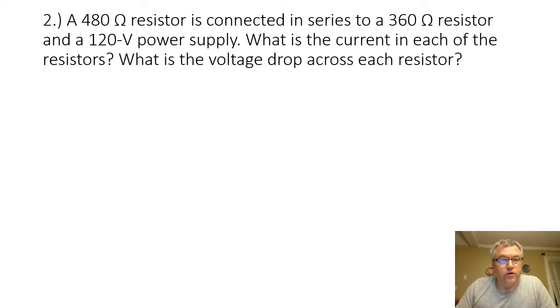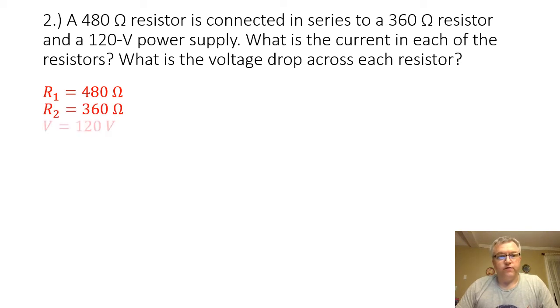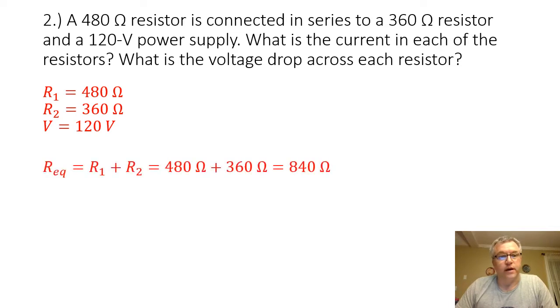So let's look at our known values for this. We have the resistance of our first resistor, 480 ohms. The resistance of the second resistor, 360 ohms. The voltage across the battery is 120 volts. So the first thing I want us to find again is the current in each of the resistors. Being a series circuit, I know that the current is going to be the same across all the resistors and across the power supply. So I need to find the equivalent resistance in order to find the current.